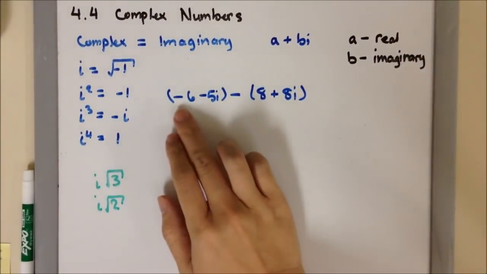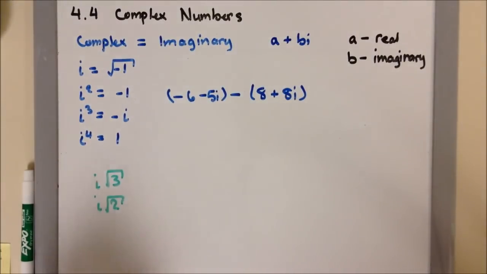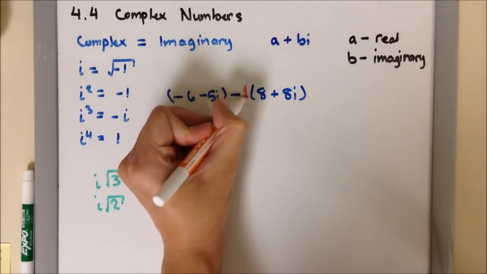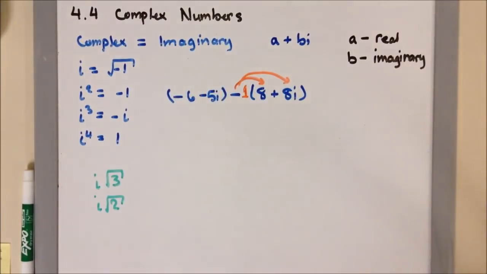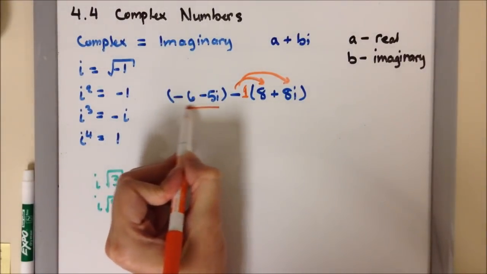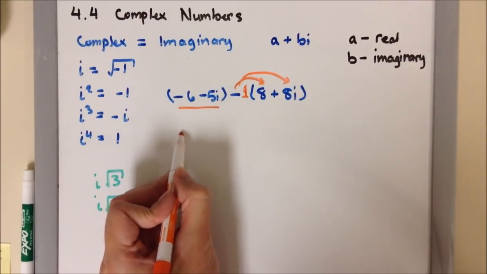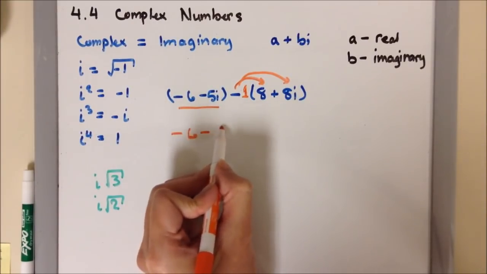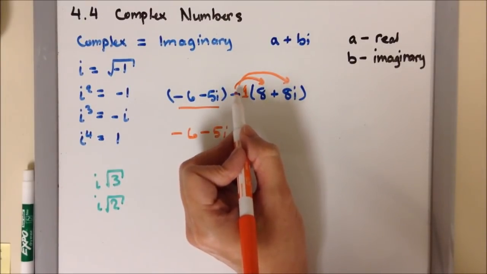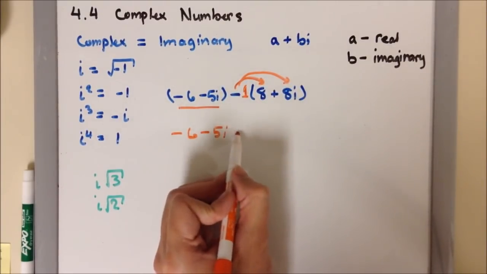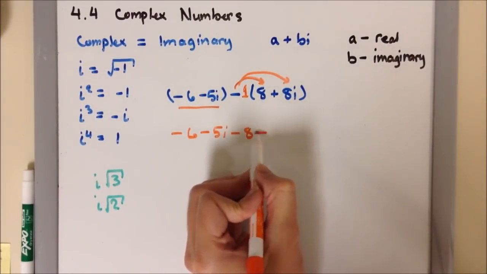In this example, we have negative 6 minus 5i, and then minus 8 plus 8i. So, I'm going to write my invisible 1, meaning that I'm going to distribute to the second set of parentheses. Over here, there's nothing in front of this parenthesis, so everything will stay the same, so I can drop the parenthesis, and it'll be negative 6 minus 5i. Next, my negative 1 times 8 would be negative 8. Negative 1 times positive 8i will be minus 8i.